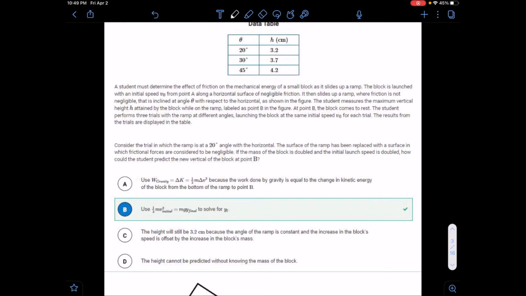Consider the trial in which the ramp is at a 20-degree angle with the horizontal. The surface of the ramp has been replaced with a surface in which frictional forces are considered to be negligible. If the mass of the block is doubled and the initial launch speed is doubled, how could the student predict the new vertical height of the block at point B?